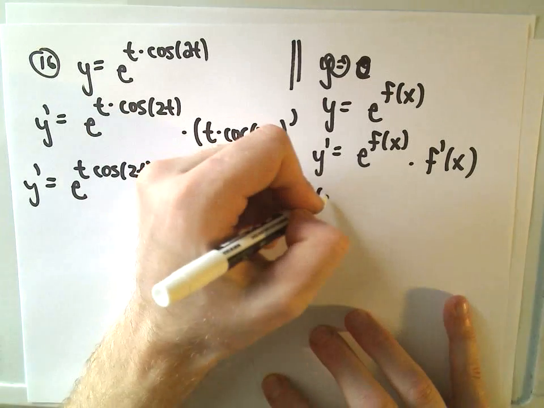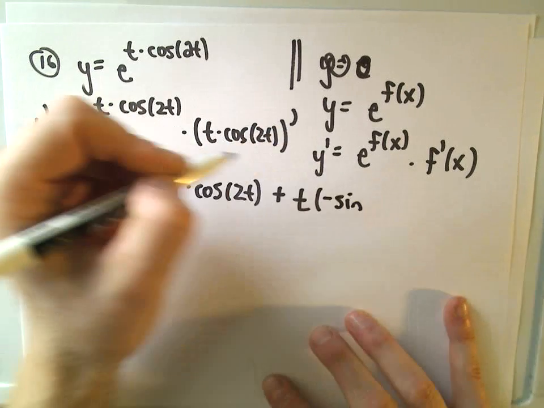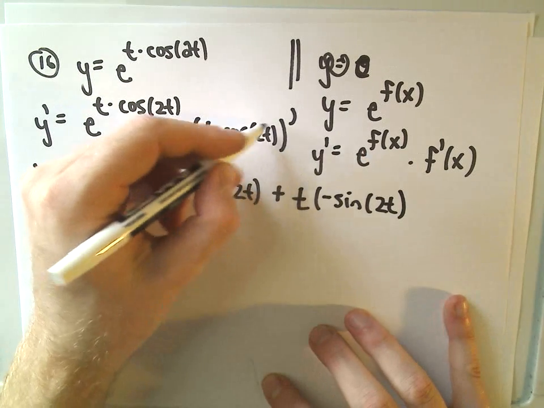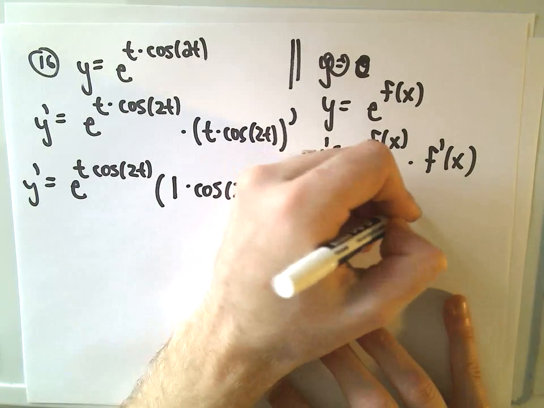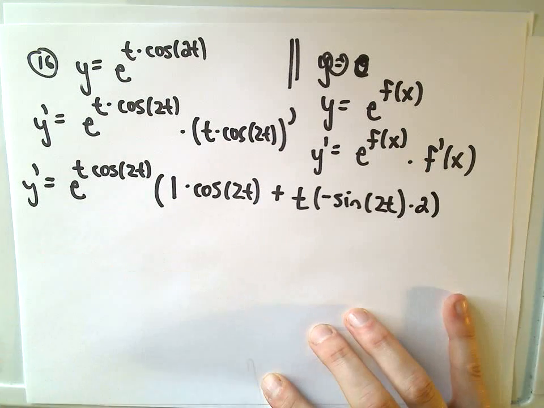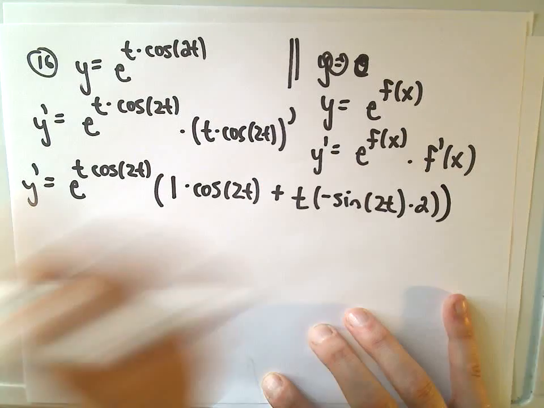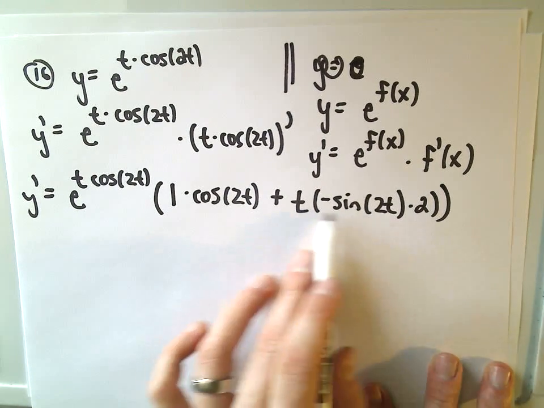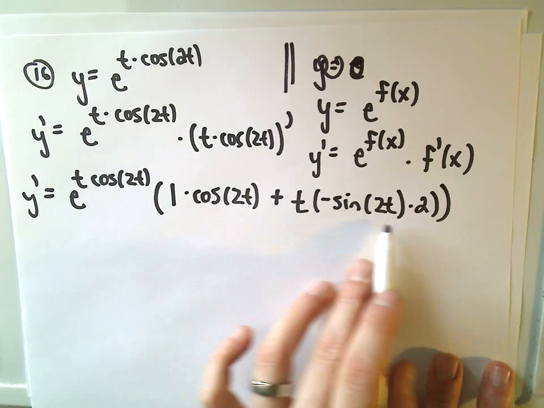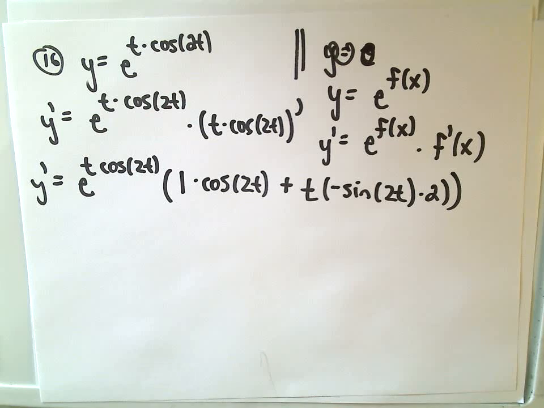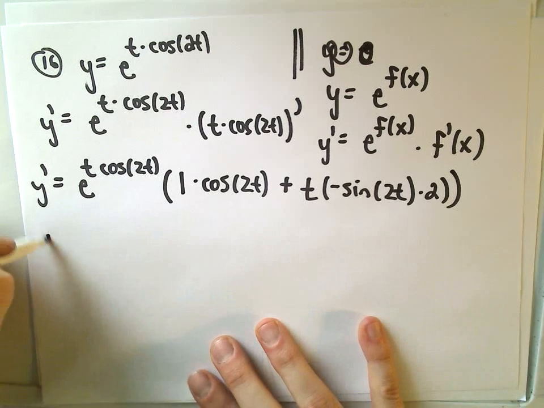The derivative of cosine is negative sine. Again, leave the inside alone. And then the derivative of the 2t part will simply give us a times 2. And I think I've got enough parentheses. Nope, I think I need one more. And there's our derivative. Again, you could rewrite this term as negative 2t sine 2t, but I don't see a ton of other simplification to do, at least in this example.